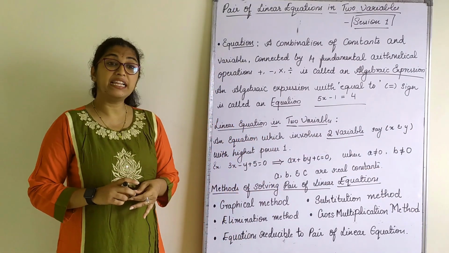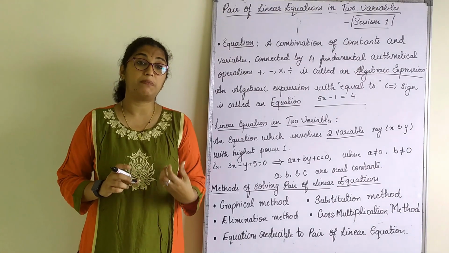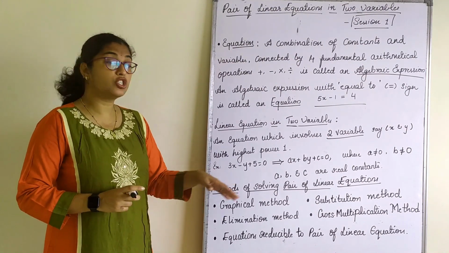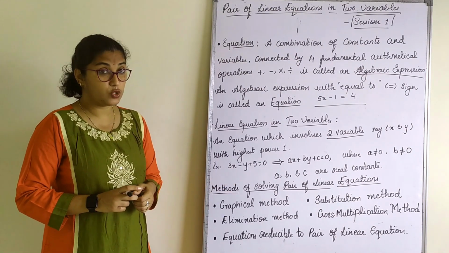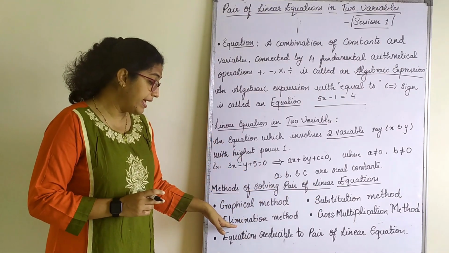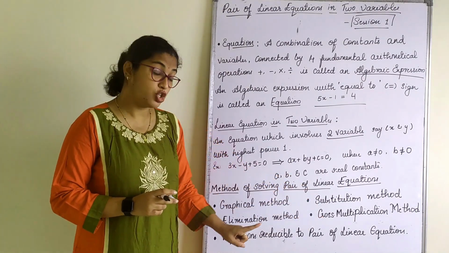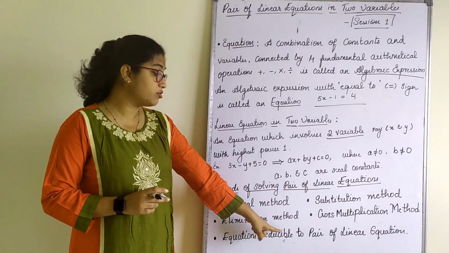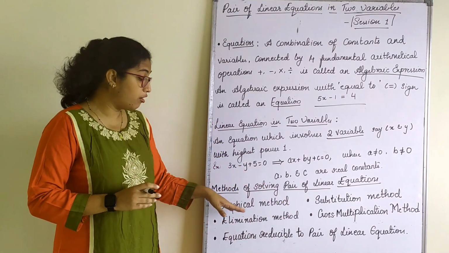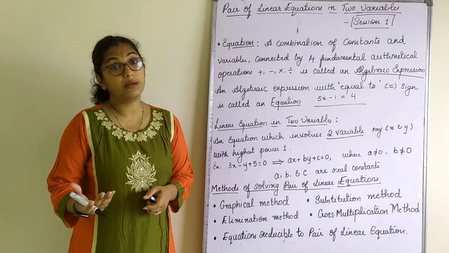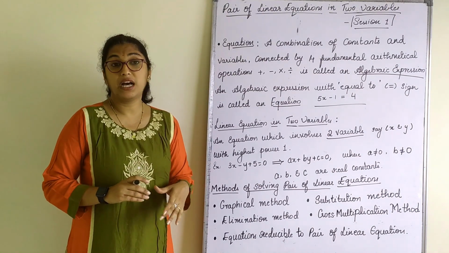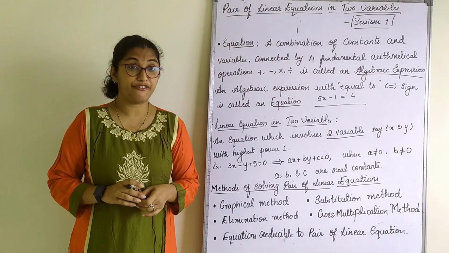Finding the solutions to a pair of linear equations can be done by several methods. Methods of solving a pair of linear equations in two variables are the graphical method, substitution method, elimination method, cross multiplication method, and the method of equations reducible to a pair of linear equations. We will be doing all these methods in detail along with the verbal sums. First, we will start with the graphical method, that means how do we represent these linear equations graphically.